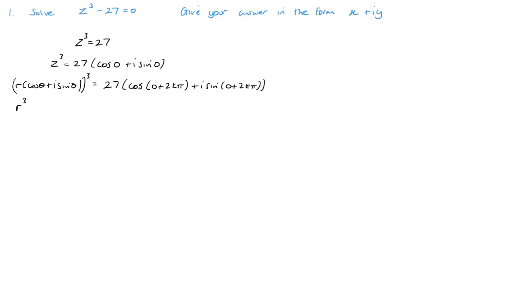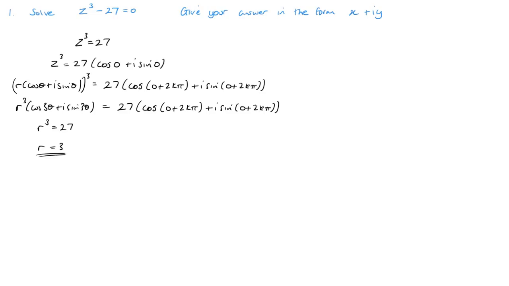And that is r cubed cos 3 theta plus i sine 3 theta, with the right hand side staying the same. So r cubed equals 27, so r is 3, and then we've got 3 theta equals 0 plus 2k pi. Or I can get rid of that 0 and just call it 2k pi. So now when k equals 0, theta also equals 0. So this one is going to be z1 equals 3 cos 0 plus i sine 0, which is just going to be 3.